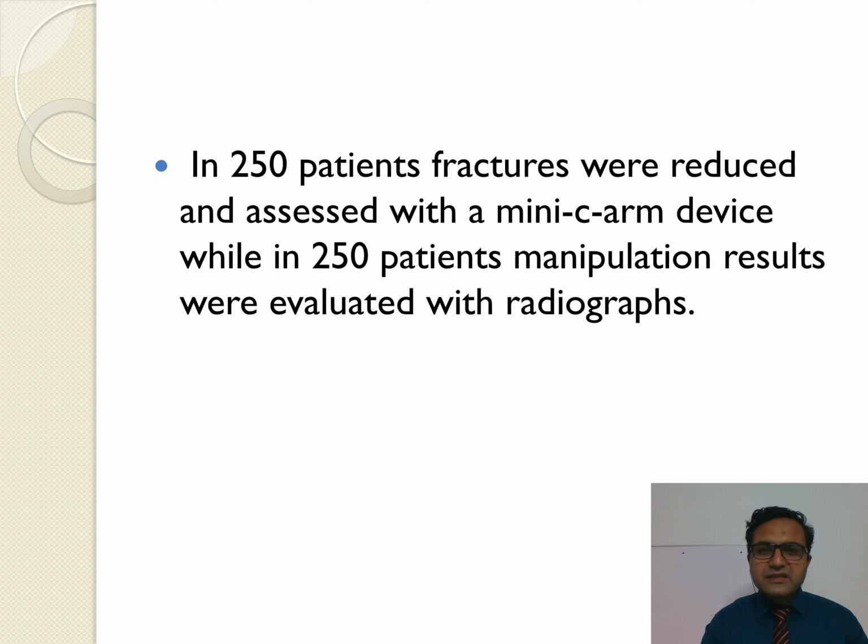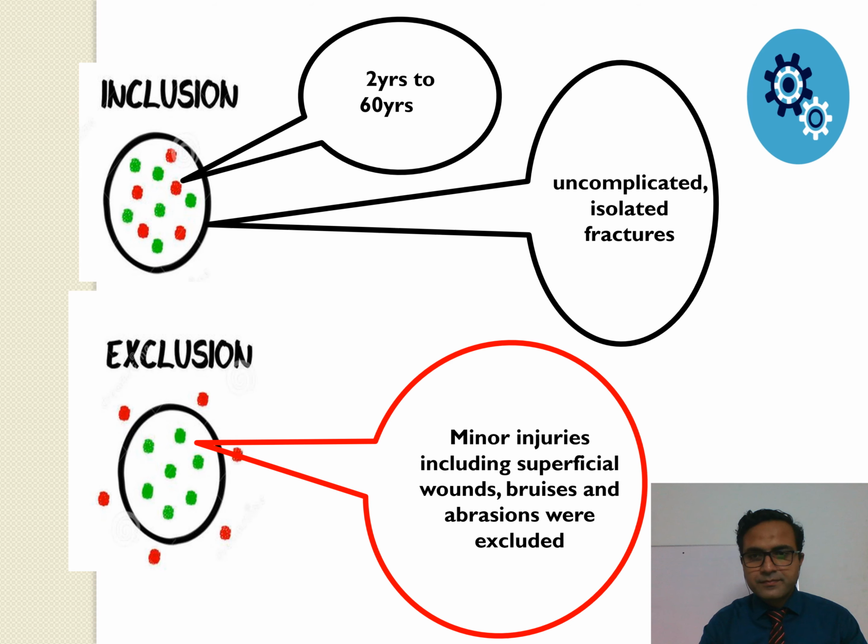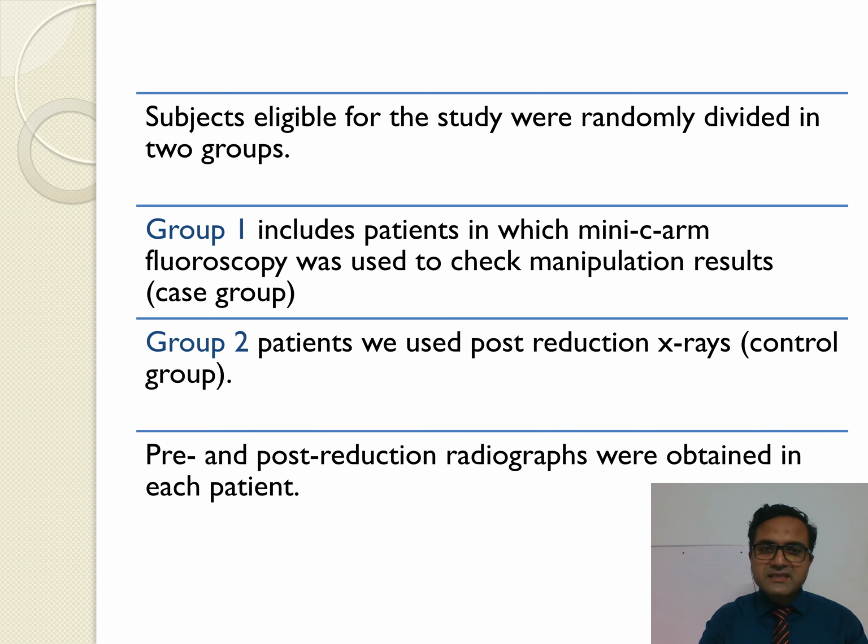In 250 patients, fractures were reduced and assessed with a mini C-arm device, while in 250 patients manipulation results were evaluated with plain radiographs. Ages from 2 to 60 were included in the study with uncomplicated isolated fractures. Patients presenting with minor injuries, including superficial wounds, bruises, and abrasions, were excluded. Subjects eligible for the study were randomly divided into two groups. Group 1 includes patients in which we used the mini C-arm fluoroscope to check the manipulation result, while in Group 2 patients we used post-reduction X-rays. Pre and post-reduction radiographs were also taken for each patient.